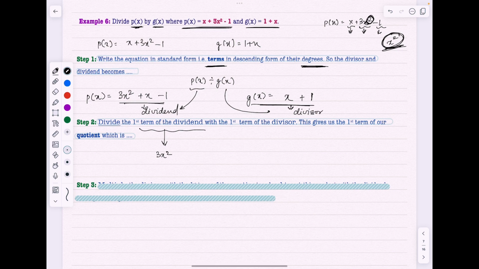With the first term of the divisor. What is the first term of the divisor? It is x. So it is telling me to divide the first term of the dividend by the first term of the divisor, that is, 3x square divided by x. The result is 3x. This gives us the first term of the quotient.